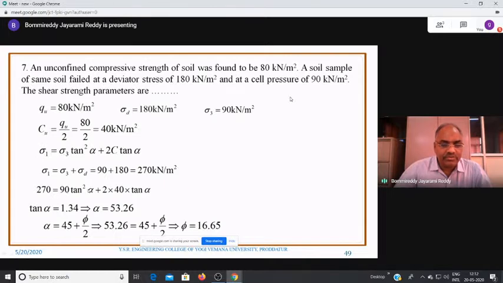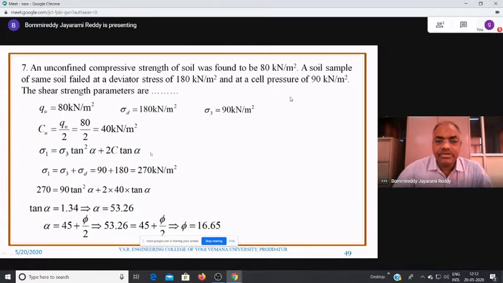Tan alpha is not known. And 2c: here c is computed from the unconfined compressive strength, which is 40. So that 40 is substituted here. In the entire equation, the unknown value is tan alpha. Find out tan alpha, alpha equal to 53.26 degrees. Once alpha is known, alpha is the same as 45 plus phi by 2. Accordingly, find out the phi value.